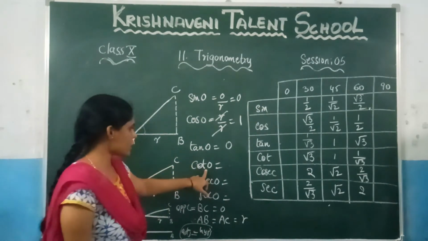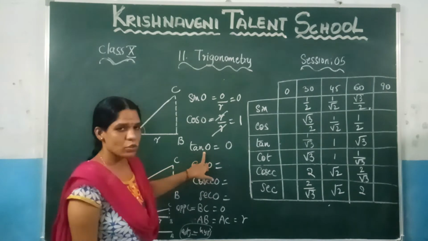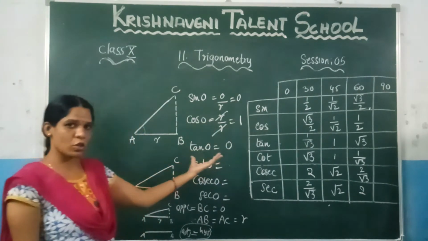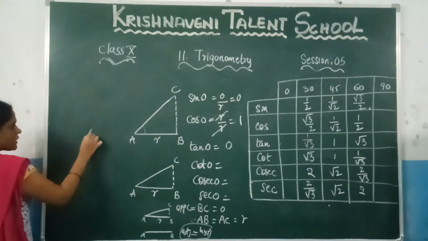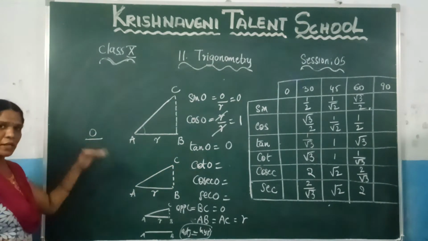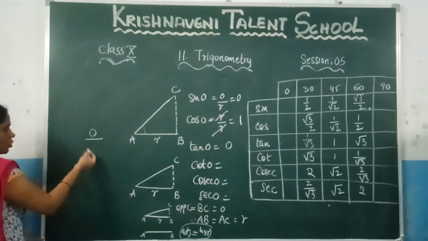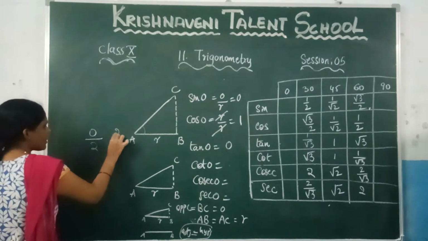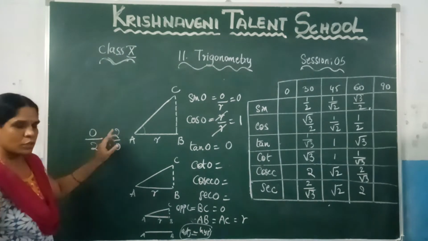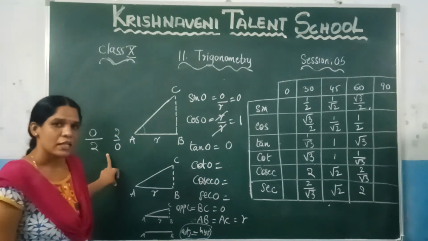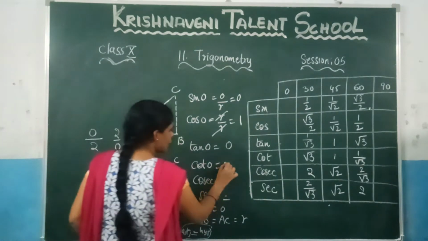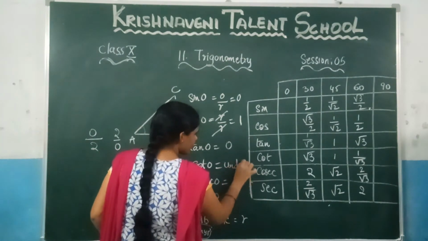What is the value of cot 0? You know that the value of tan 0 is 0. And what is the reciprocal of 0? We can write 0 as 0 by anything. I am writing here 1, 2, anything I can write. And the reciprocal of this is nothing but 2 by 0. And you know that if the denominator is 0, we cannot define that value. So we can say that this value is undefined.